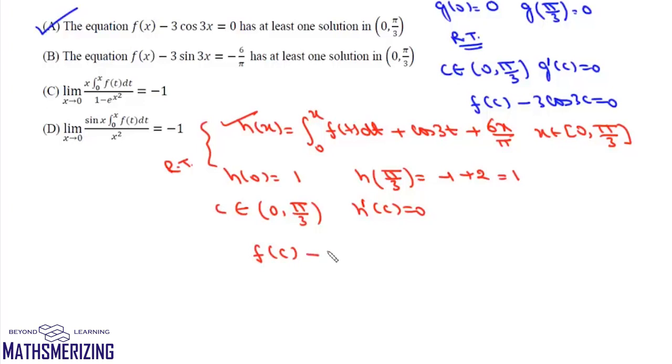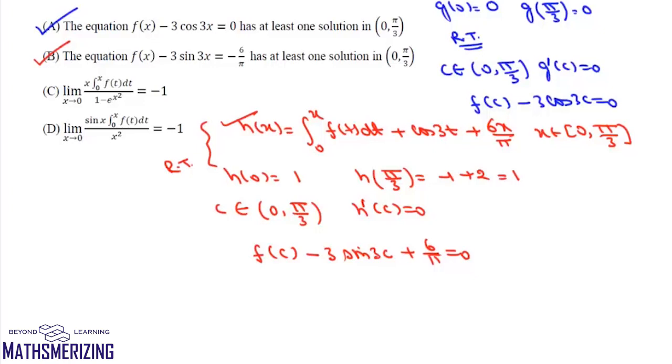f(c) minus 3 sin 3c plus 6 upon pi will be 0. So this equation f(x) minus 3 sin 3x equals minus 6 upon pi has at least one solution in (0, pi by 3), which means this option D is also correct.